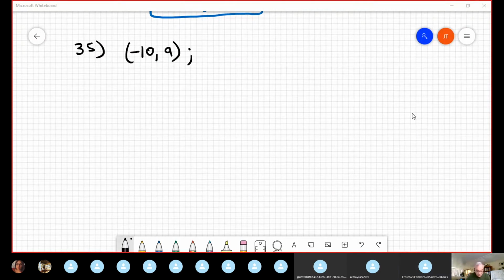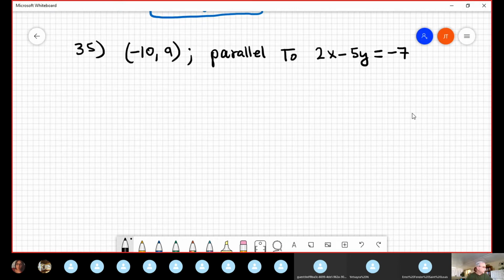-10,9, semicolon, parallel to the line 2x minus 5y equal -7. Guys, I need help. What should I do? Step 1. What should I do? Help me. Who helps me? Come on.